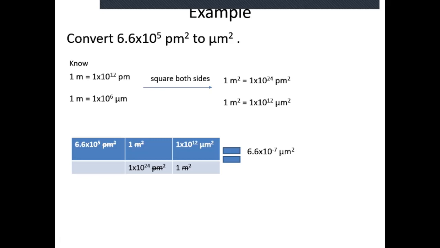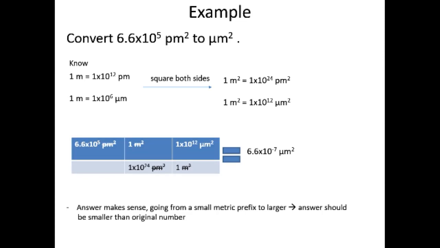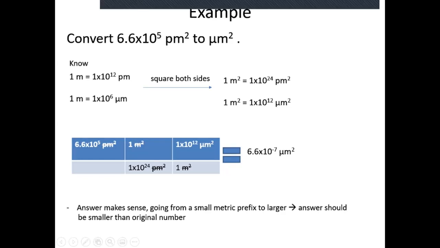Now, since we're going from picometer squared to micrometer squared, we're going from a smaller metric prefix to a larger metric prefix. So therefore, it makes sense that our exponent's power will decrease. And that's what it did here. We went from 10 to the 5th down to 10 to the -7. So again, when you have squared units, it's very important that when you square the conversion factors, you square the exponent power as well. And again, you do that by multiplying it by 2.